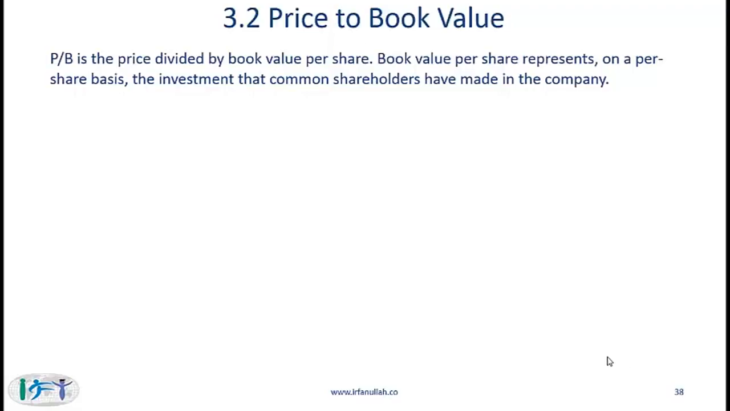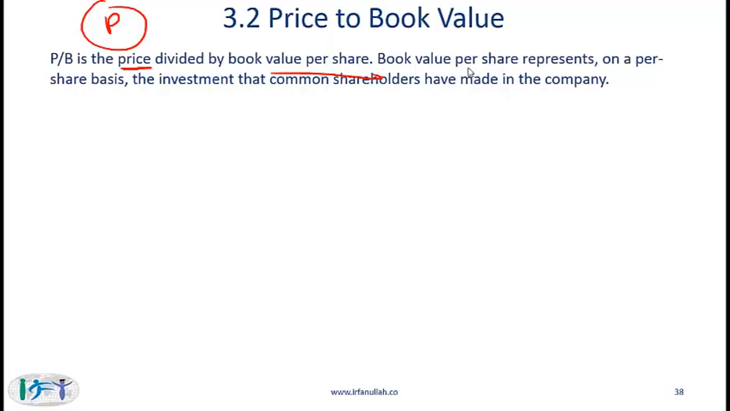All right, we are done with PE finally. Now we move on to price to book value. Price to book is the price divided by book value per share. So in all these multiples, the numerator is always the current stock price. It's only the denominator which is changing.